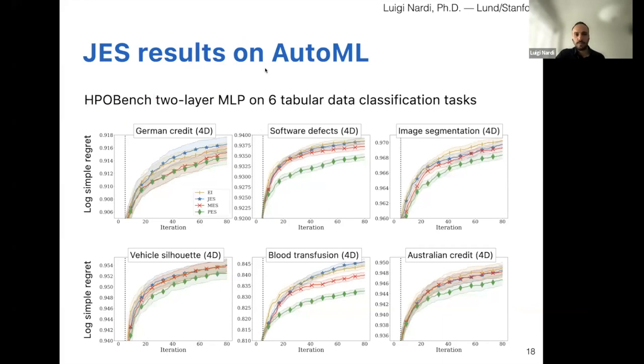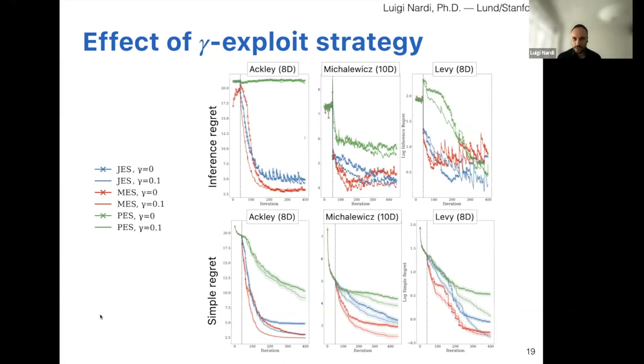We run this on some slightly more real world benchmarks, OpenML, HPO-Bench, two layer MLP on six classification tasks here. You can see that JES has a pretty good performance in general. I think it outperforms on four out of six of these tasks on a simple regret, log simple regret more specifically.